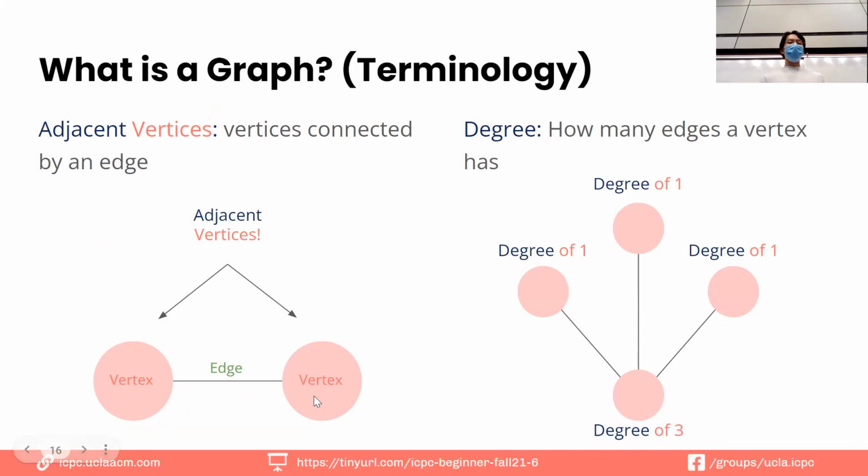And we have the degree of a vertex, which is how many edges a vertex has. You can see these three nodes only have one edge coming out of them, so they have a degree of 1. And the bottom one here is connected to a lot of different nodes, so it has a degree of 3.